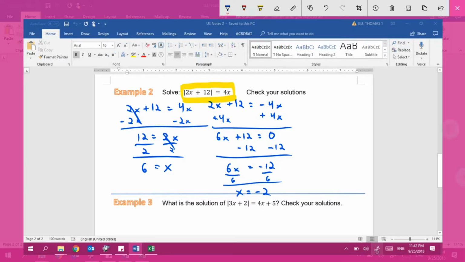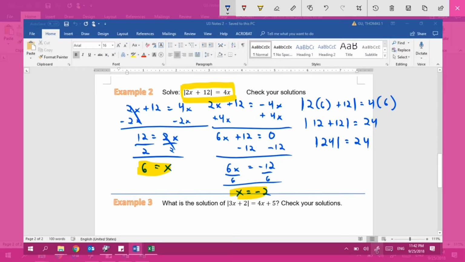Okay, so here's one of my solutions. Here's another solution. So absolute value of 2 times 6 plus 12 equals 4 times 6. So everywhere we see the x, we replace it with our solution. All right, so what is 2 times 6? 2 times 6 is 12. We got 12 plus 12 equals 4 times 6, which is 24. What is 12 plus 12? That is 24. And does the absolute value of 24 equal 24? Yes, it does. Okay, so one of these solutions, x equals 6, actually works.